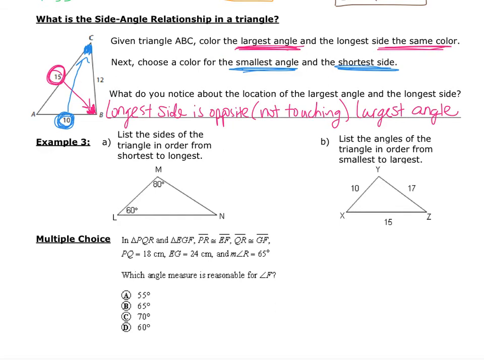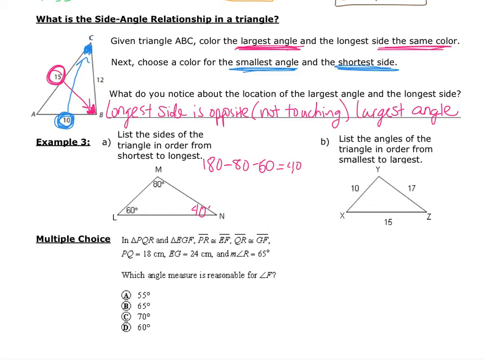So for example 3, we want to list the sides of the triangle in order from shortest to longest. But before we can label the sides, we need to know what the angles are, because otherwise we can't organize the angles in the same way, and then find the sides that match up with them. So we know that in a triangle, all three of our angles add up to 180 degrees. So we can take 180 and subtract off the 80 and the 60, and we are left with 40 degrees. So that means angle N is 40 degrees.